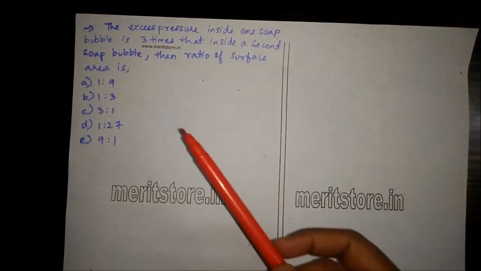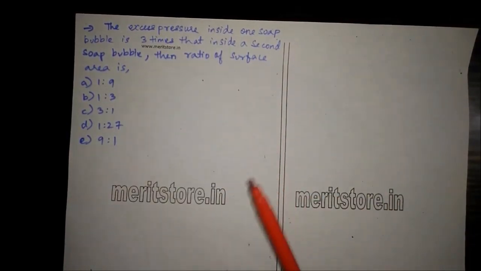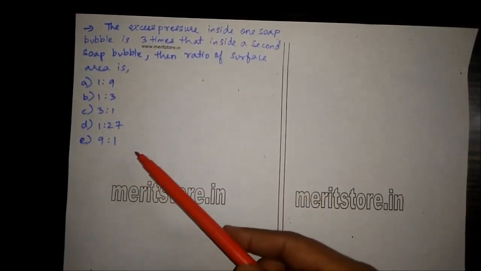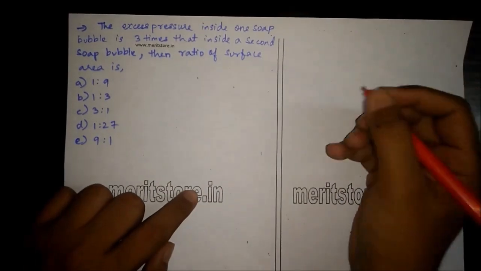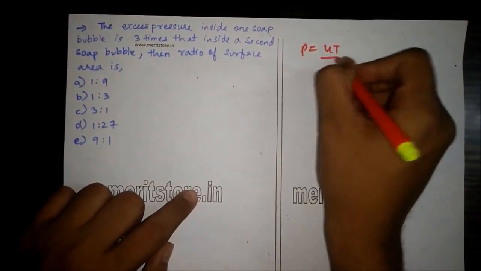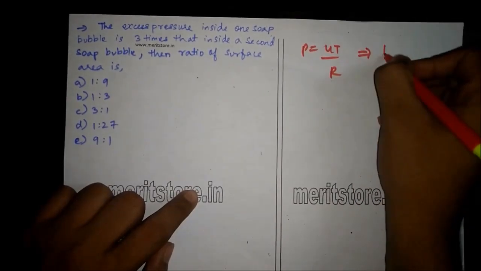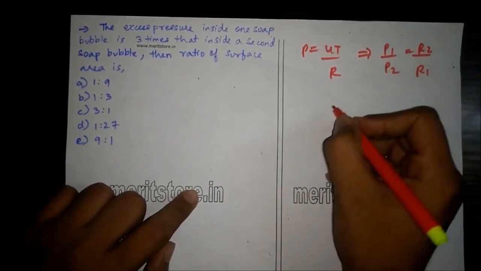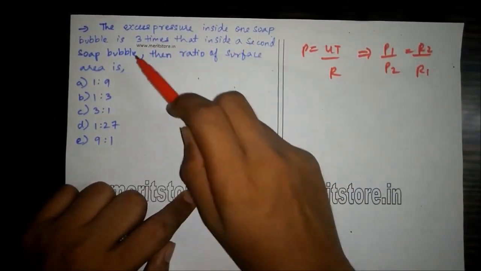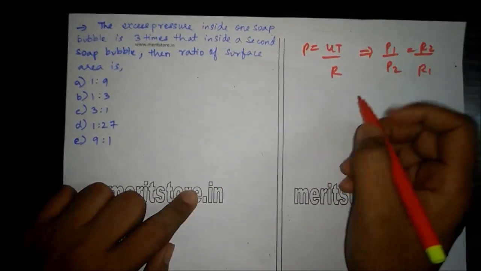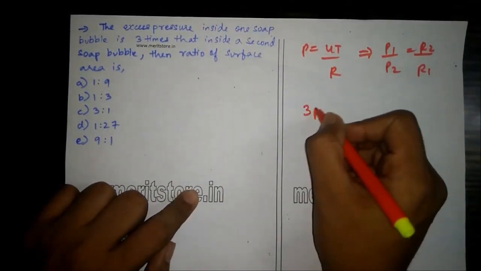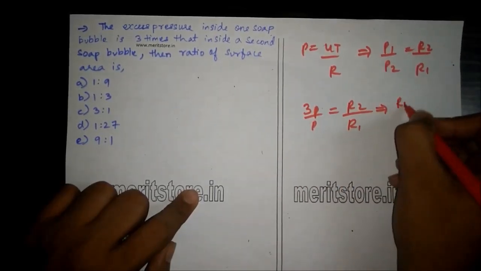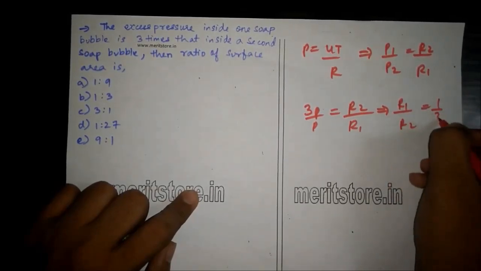Excess pressure inside one soap bubble is 3 times that inside a second soap bubble. Then the ratio of the surface area is 1 is to 9, 1 is to 3, 3 is to 1, 1 is to 27 or 9 is to 1. Now the excess pressure inside a soap bubble P is given by 4T upon R. Therefore, P1 upon P2 is equal to R2 upon R1. Now it is given that the excess pressure inside one soap bubble is 3 times that inside the second soap bubble. Therefore, P1 is equal to 3P. Therefore, 3P upon P is equal to R2 upon R1, which gives R1 upon R2 is equal to 1 by 3.